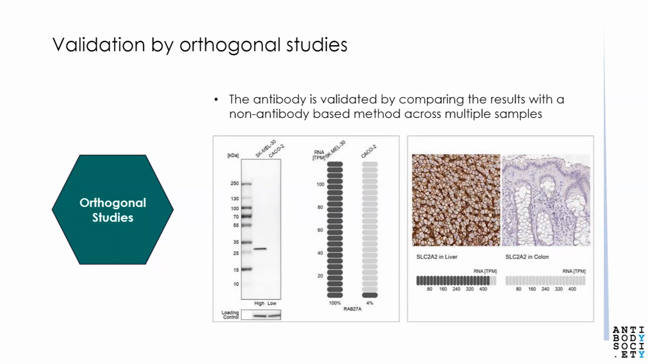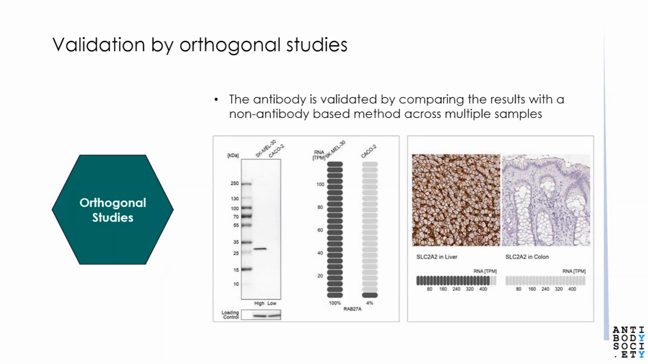In the panel on the left, we have 2 different cell lines that have drastically different expression of this RAB27A protein. In SKMEL30 cells, we have this very robust high expression, whereas in CaCO2 cells, we have a really low expression. What you can see with the Western blot image in the panel is that the antibody really correlates to the protein expression based off of RNA-seq data. And what that does is it further validates that antibody for that protein of interest.